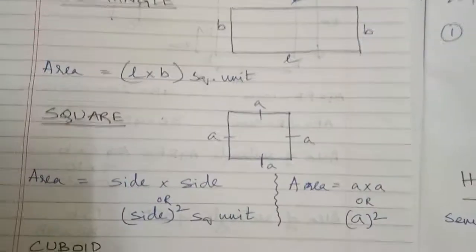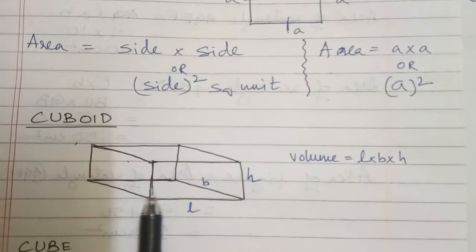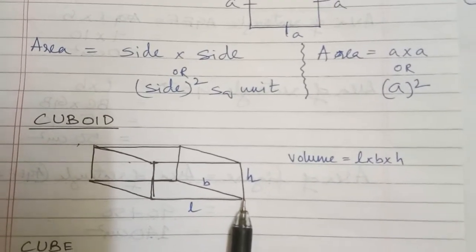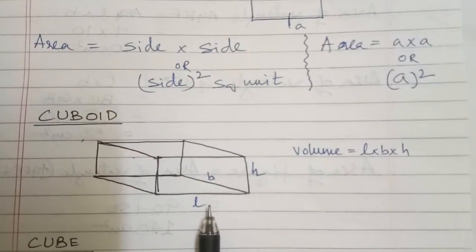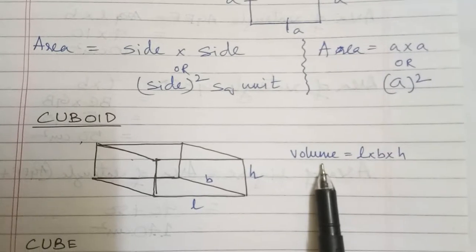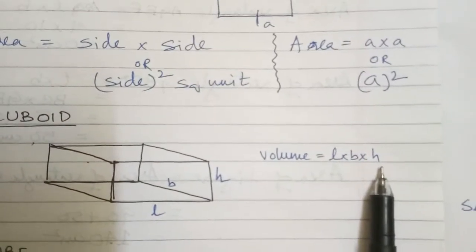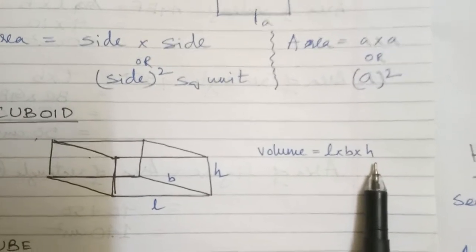Next we come to the volume formula. This is a cuboid I have drawn. There will be a length, a breadth, and a height. You think of a room, where you are staying. That room is also a cuboid. The formula is volume equals length into breadth into height. The unit will always be cube. If it is given in meter, it will be meter cube. If it is given in centimeter, it will be centimeter cube.